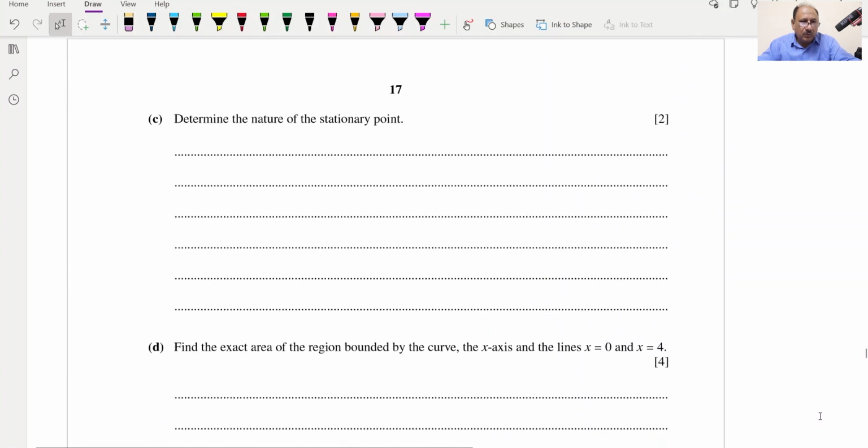So we got both x and y as the coordinates of the stationary point. Now they are asking C part, determine the nature of the stationary points.